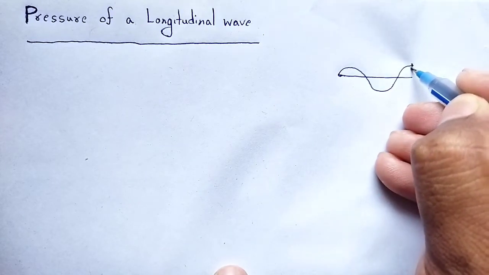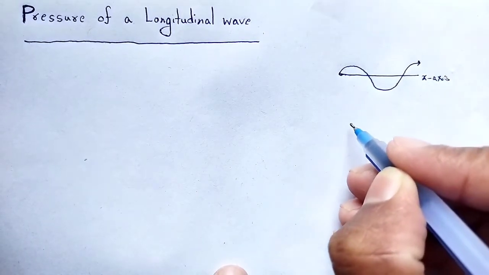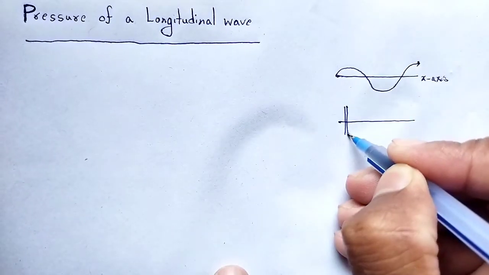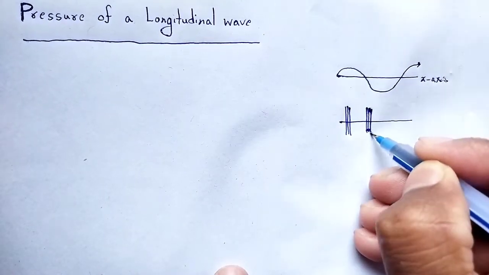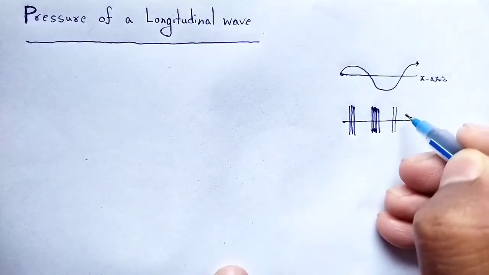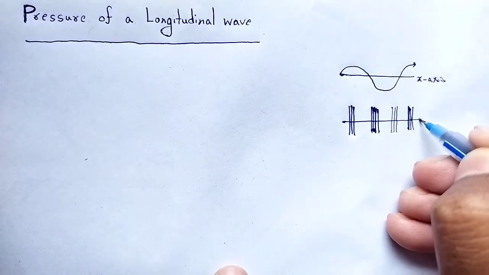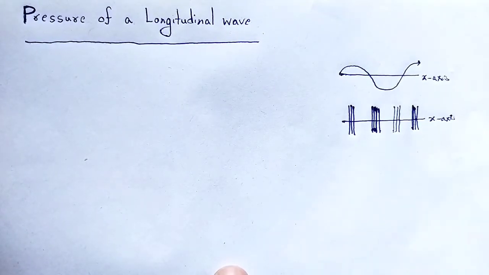That is the graphical representation of a transverse wave. That is the graphical representation of a longitudinal wave. Why is it necessary to find out the pressure of a longitudinal wave?